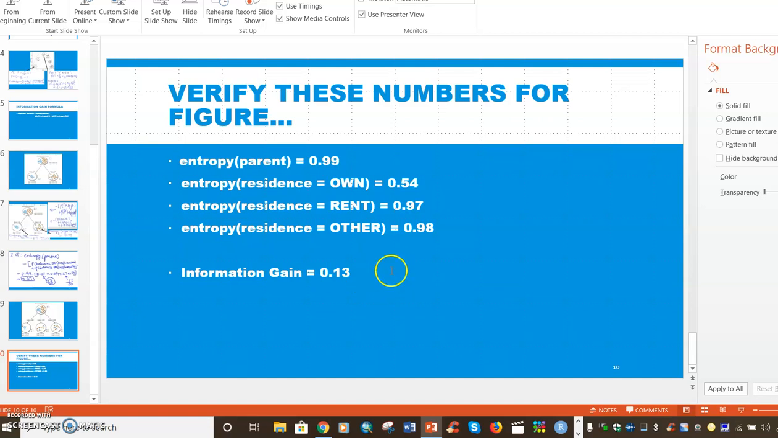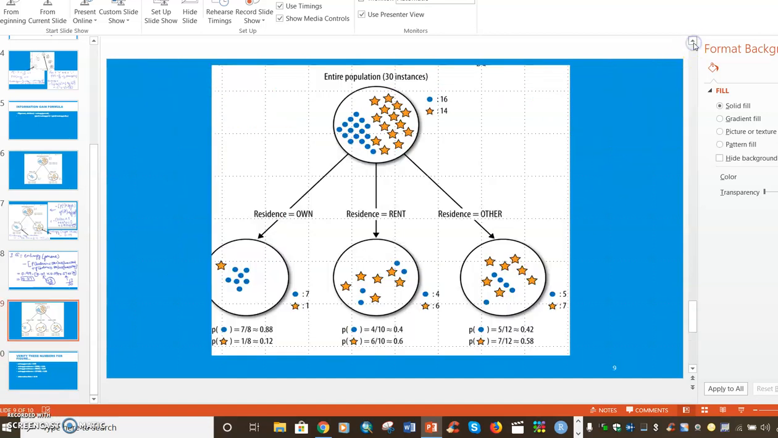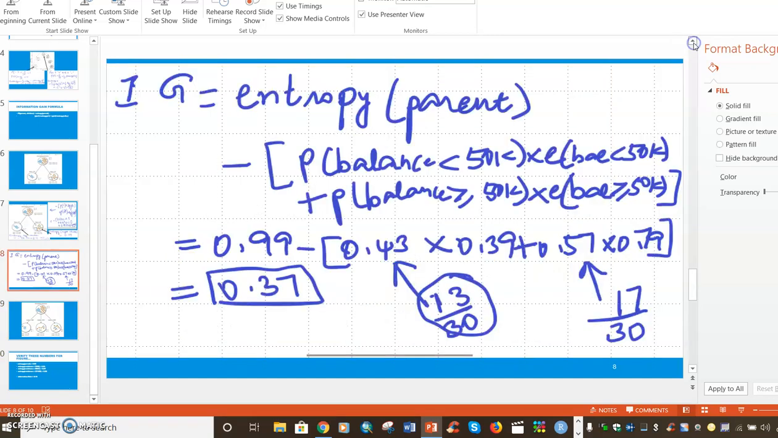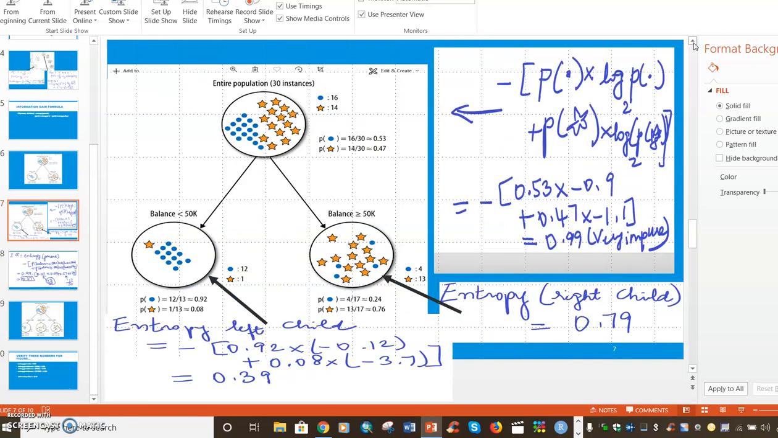So you can see that the information gain for this rule is only 0.13, but the information gain for this rule is 0.37. So because 0.37 is bigger than 0.13, the decision tree would actually prefer to branch first based on the balance rather than whether the customer owns their residence or not. And that's how decision trees are constructed.